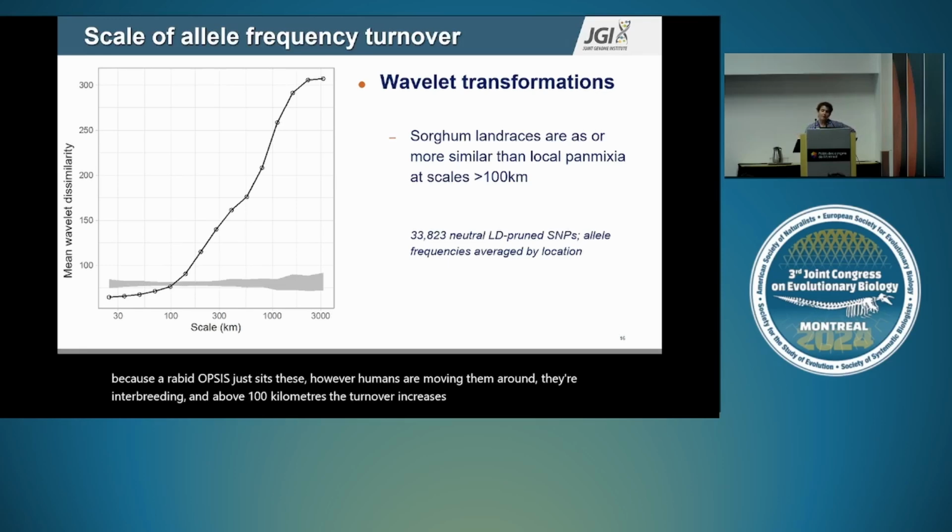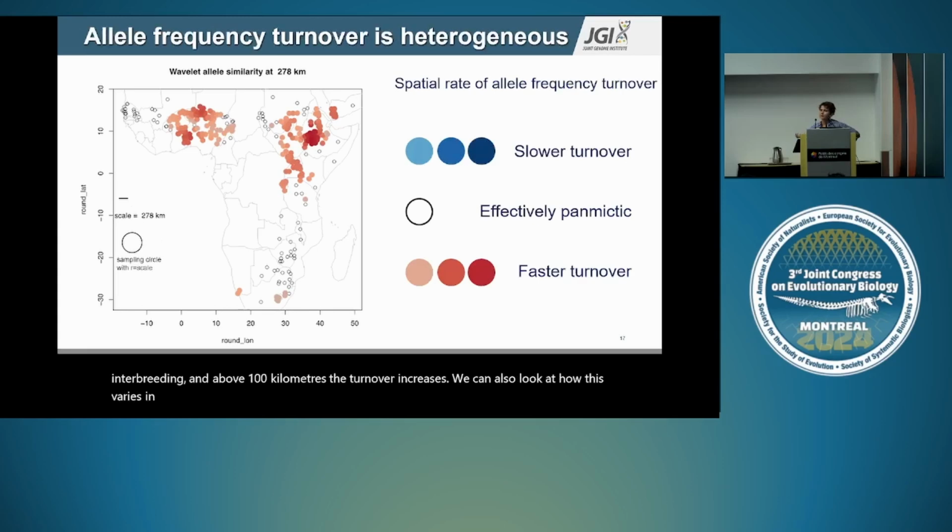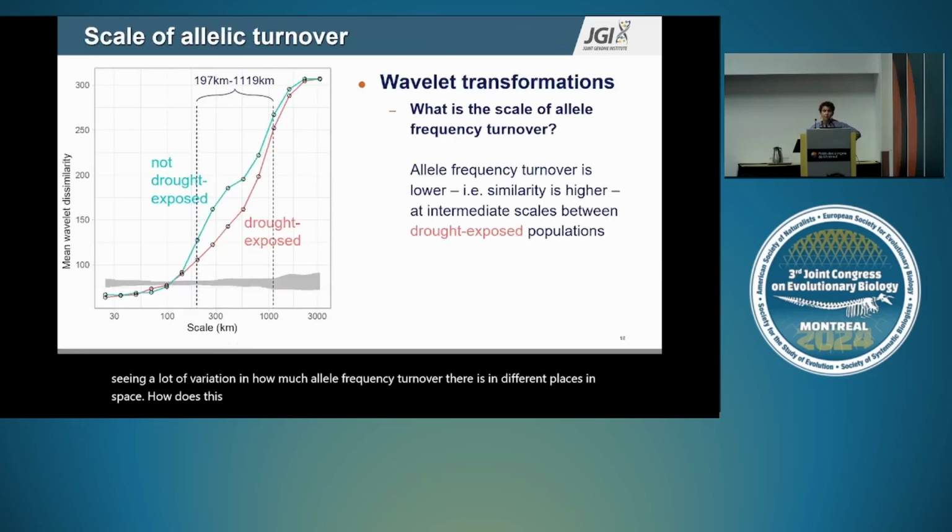We can also look at how this varies in space. It's not consistent, it's really heterogeneous. So if you think of that circle on the left as a sampling radius around a population, if it's clear, it's effectively panmictic with its neighbors in that range. The more red it is, the more different it is. So we're seeing a lot of variation in how much allele frequency turnover there is in different places in space. How does this relate to drought? Really interestingly, things that are exposed to drought are more similar than non-drought exposed populations. So somehow there's more similarity in allele frequency over longer distances for drought exposed populations.